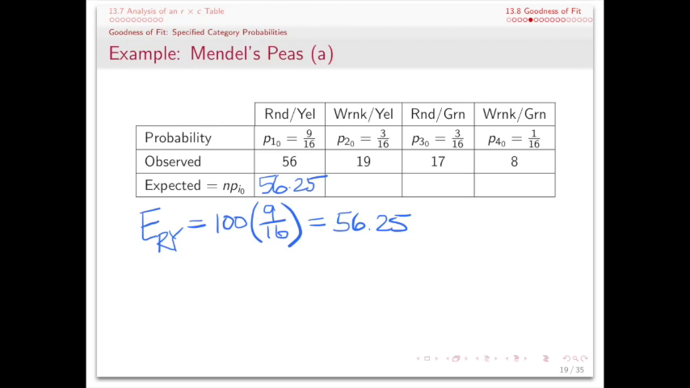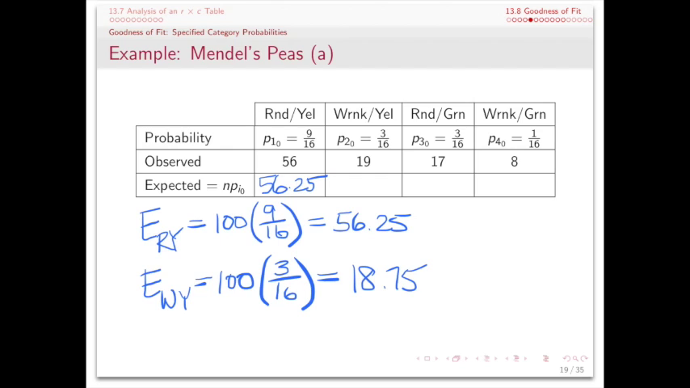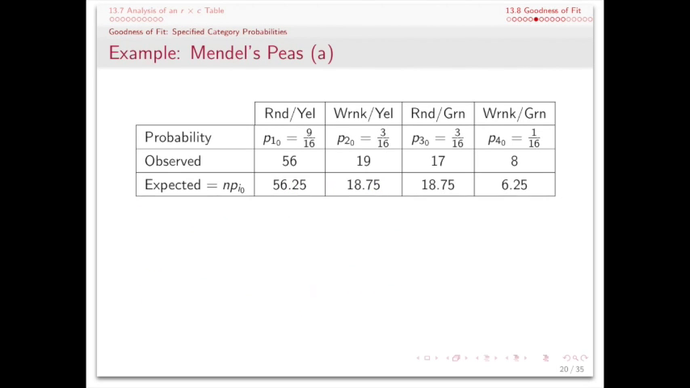If we want the expected value for the wrinkled yellow pea, we're going to take our 100 peas in our sample and multiply by the associated probability of 3/16. If we do that, we get 18.75. And we'll put that into the appropriate cell in the table. And we can fill out those last 2 slots in a similar fashion. Now we've added in all expected values for our 4 categories.